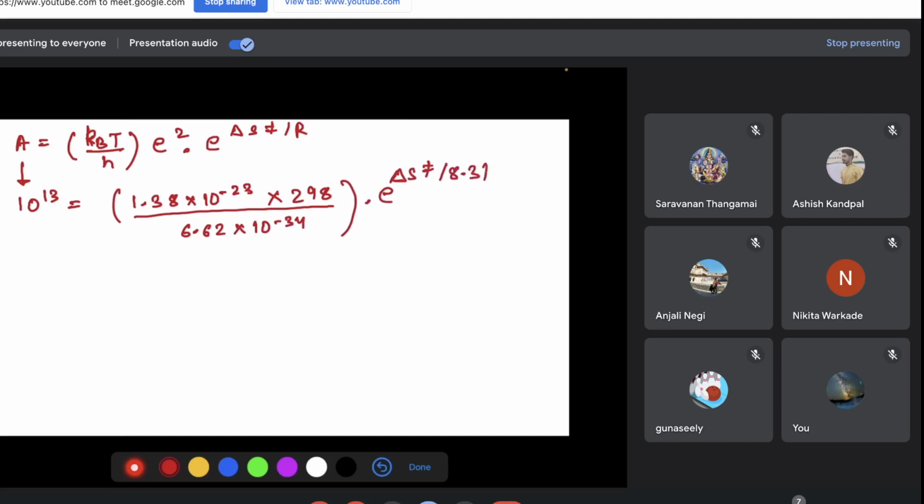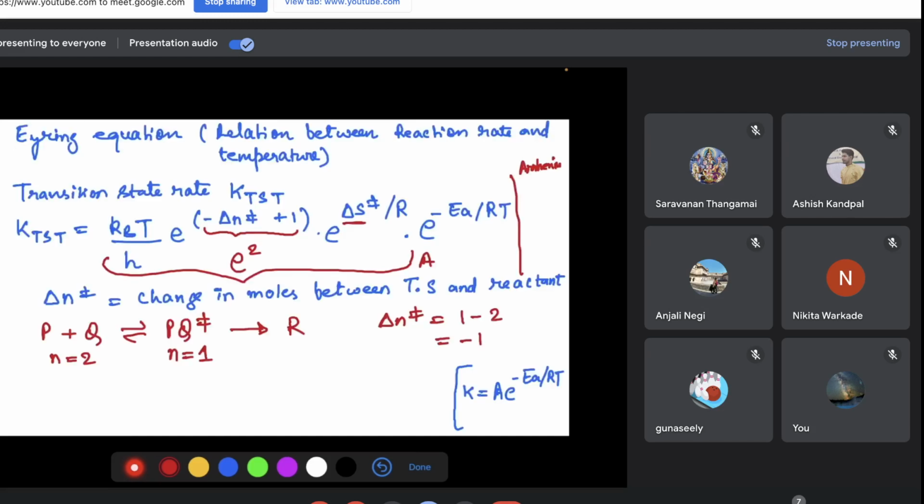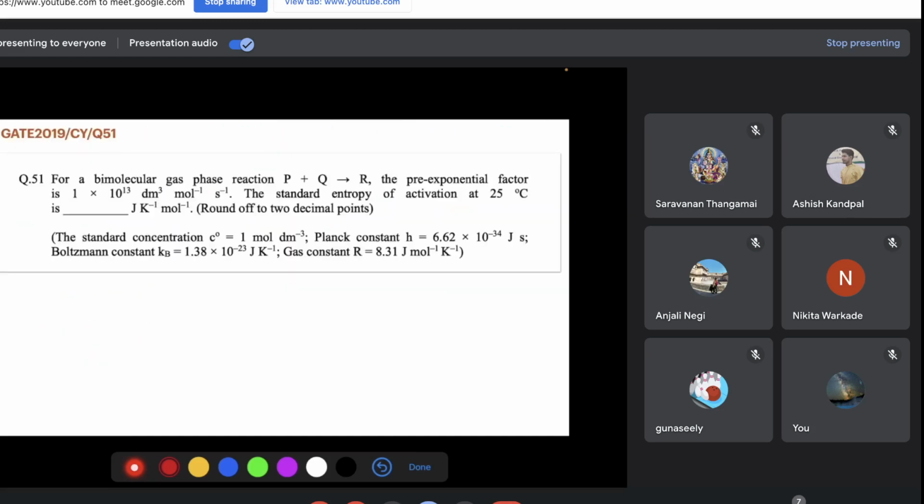Once we solve this, we get delta S double dagger as minus 12.57 joule per Kelvin per mole. So the answer for this is minus 12.57 joule per Kelvin per mole, which is my standard entropy of activation.